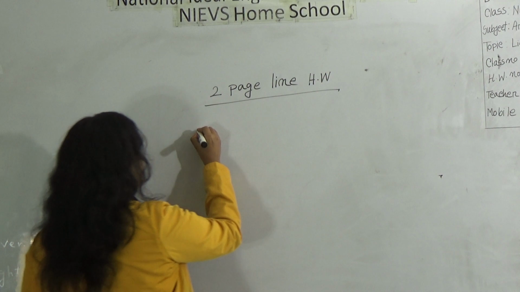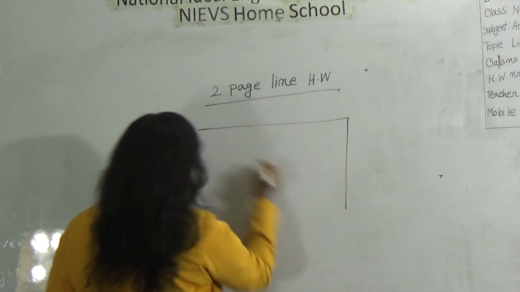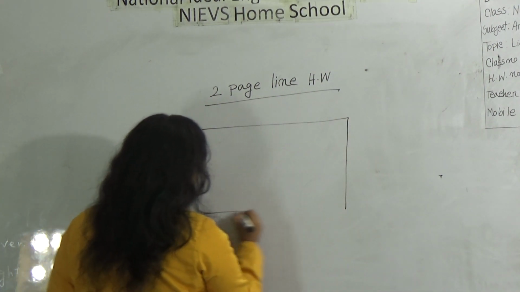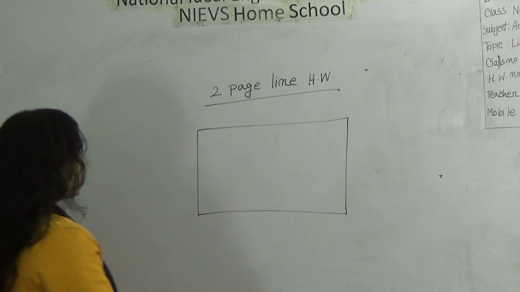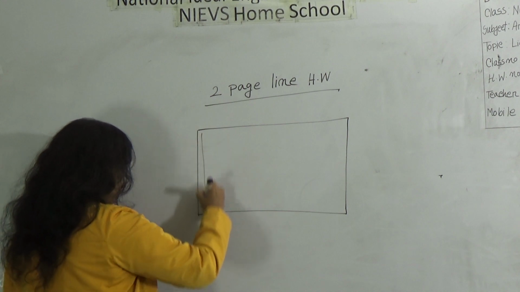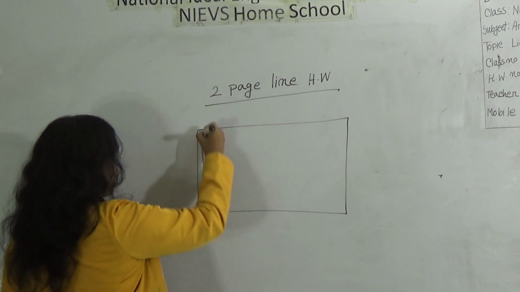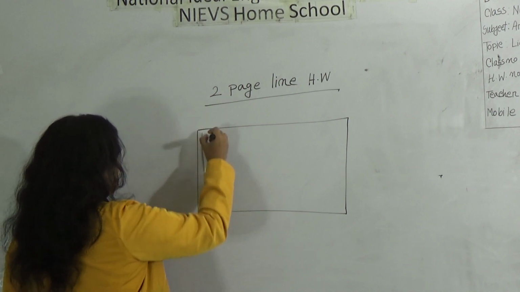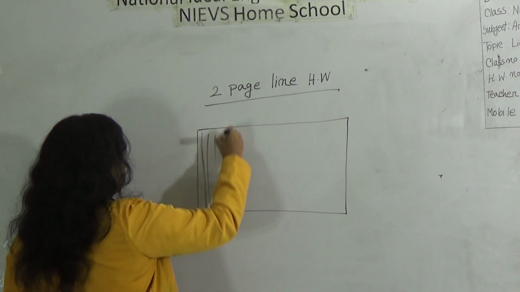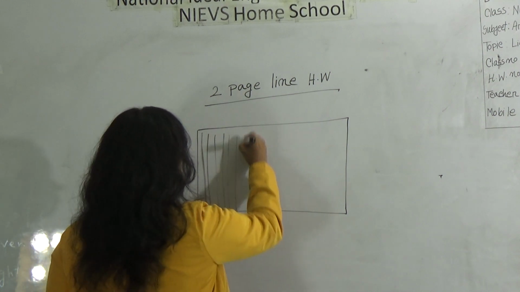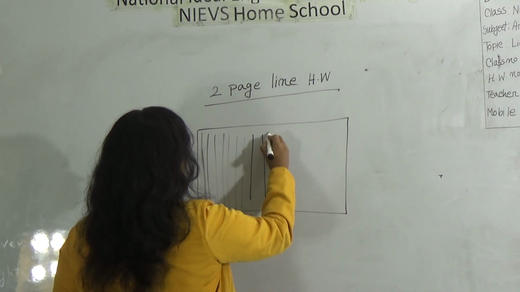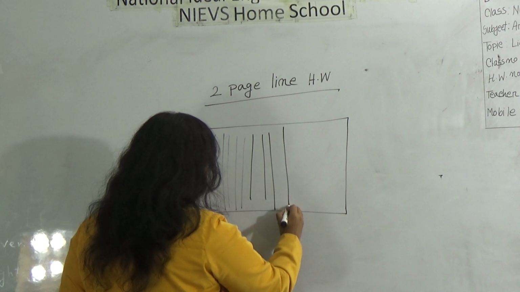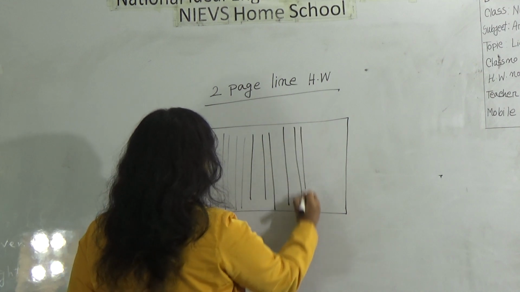Use your copy. Your copy is like that, isn't it? This one is your copy. So when you draw, you must draw like this. Just one line 5 times, and you must draw from up to down.